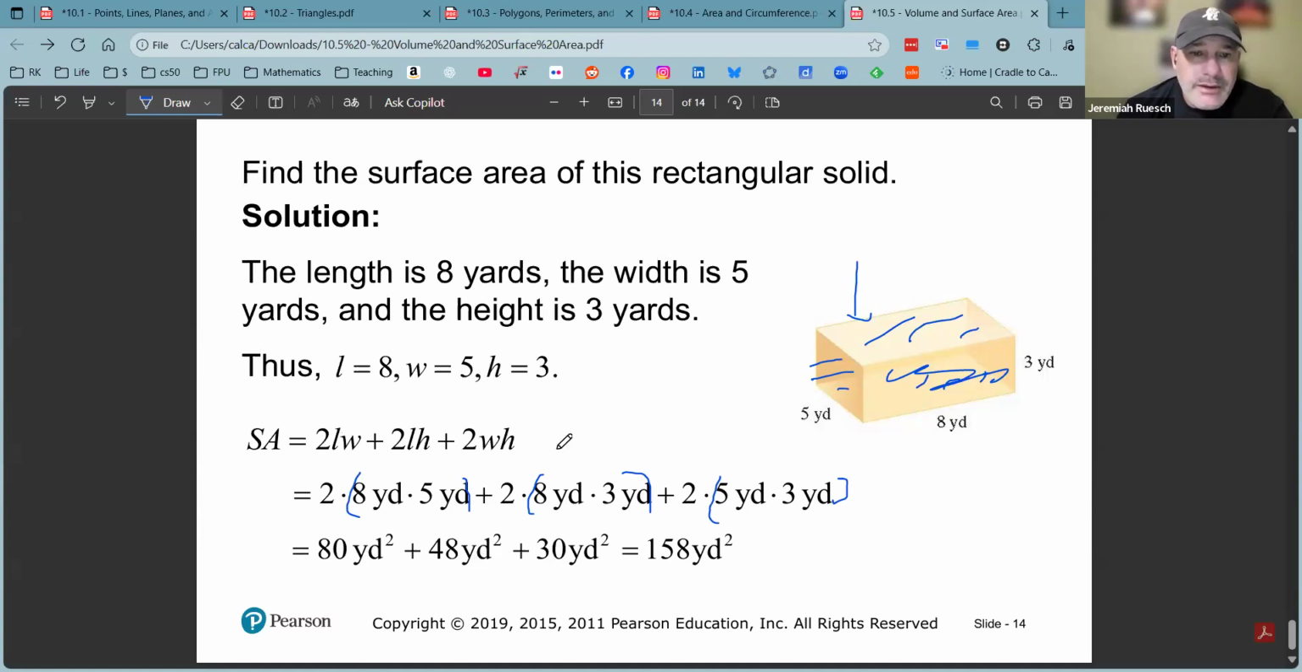I personally would factor out that they all share a 2. And so I would do length times width plus length times height plus width times height. It just saves you from multiplying all these by 2, right? So 8 times 5 is 40. Multiply by 2, you get 80. But I would just add them all together first and then multiply that result by 2. It just saves me time.